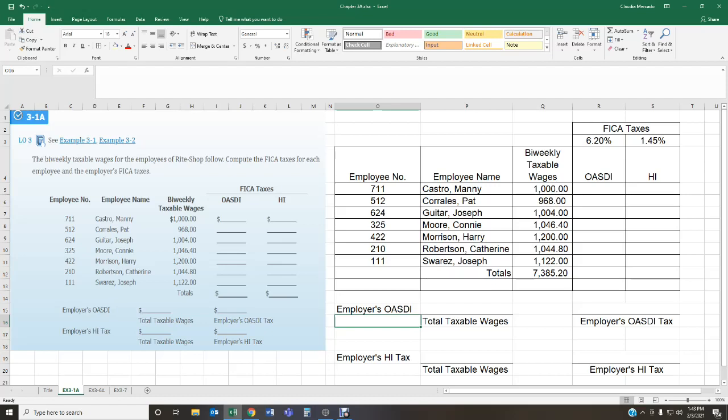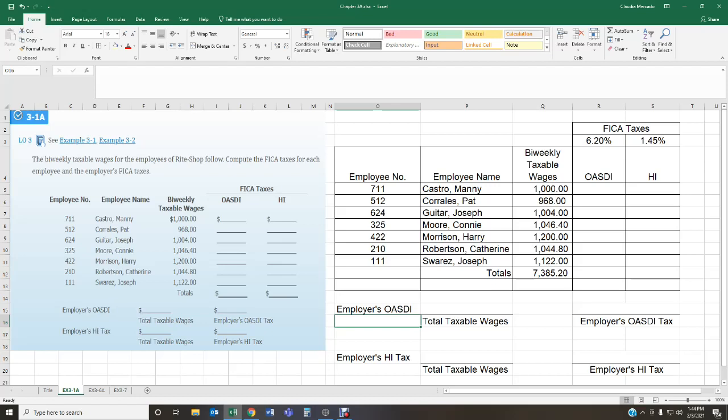Now for the HI, there is no wage base. There's no limit. You're going to pay 1.45%. But there is a little clause there for the employee's portion of the HI. Employees have to pay an additional 0.9% on any wages over $200,000. So if you make more than $200,000, on anything above the $200,000 mark you pay the 1.45% plus an extra 0.9% on top of that.